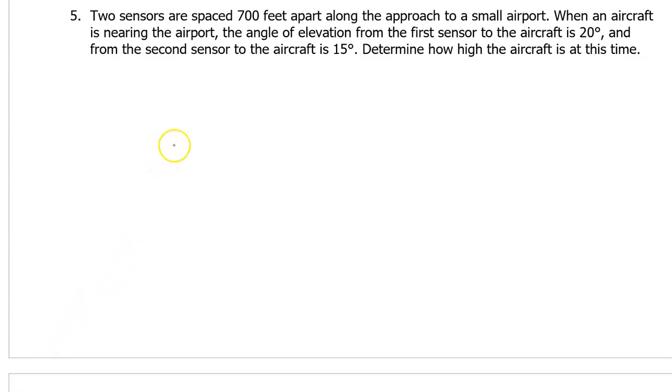In this video, we will practice using the law of sines or the law of cosines to solve word problems. Problem number 5. Two sensors are spaced 700 feet apart along the approach to a small airport. So we're talking about the approach to a small airport. I'm going to redraw this picture in a second, but here's the basic idea.